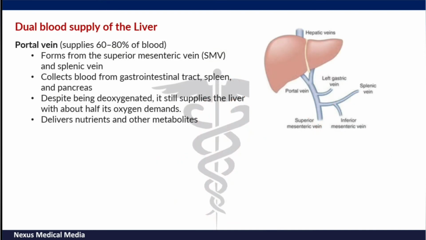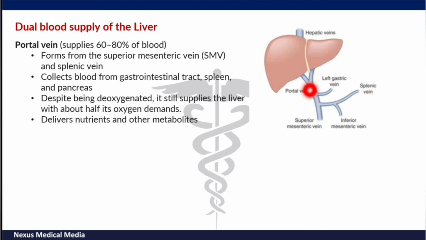The remaining 60 to 80% of blood comes from the hepatic portal vein. So the hepatic portal vein comes from the superior mesenteric vein, inferior mesenteric vein, and the splenic vein. So it collects blood from the spleen, pancreas, and the rest of the GIT. And despite being deoxygenated, this blood supplies the liver with half of its oxygen demand, and it delivers nutrients and other metabolites here.